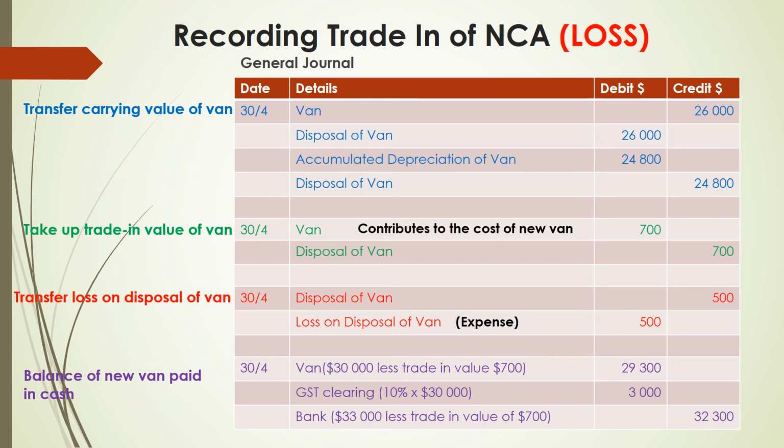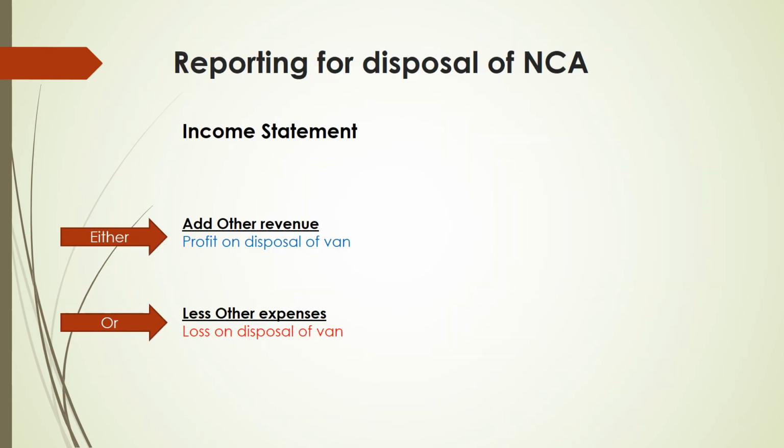In our bank account, we can see that because the $700 trading value has already contributed to the cost of the new van, the balance of the amount that we need to pay is only $32,300. The GST clearing account would still be the 10% on the entire $30,000 cost because we have not recorded the GST entry earlier. Whether it was a cash sale or trade-in of non-current assets, we report the disposal in the income statement. If there was a profit on disposal, we report it under other revenue. Or if there was a loss on disposal, we report it under other expenses.